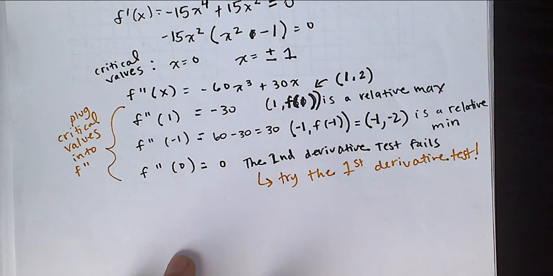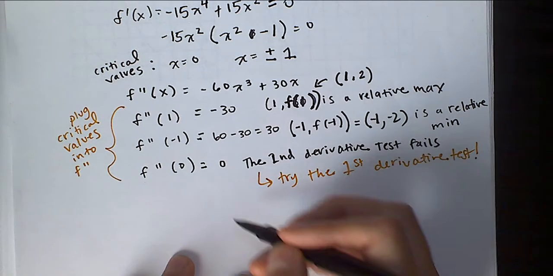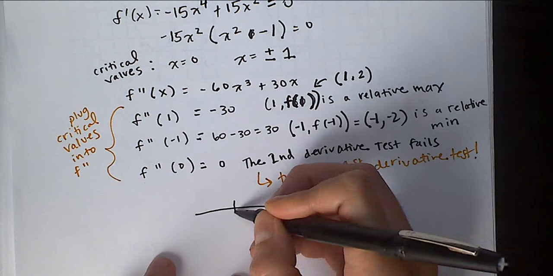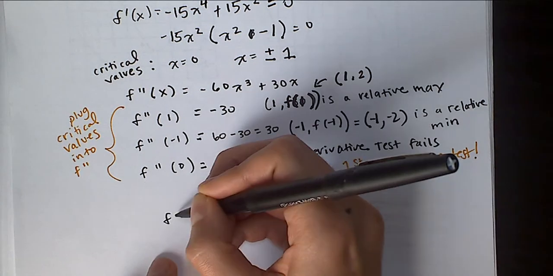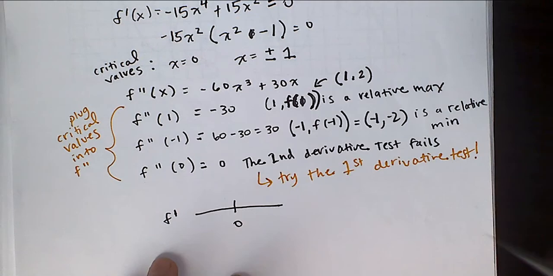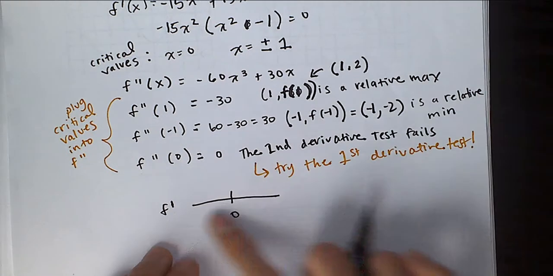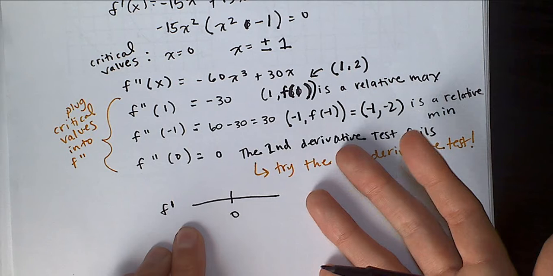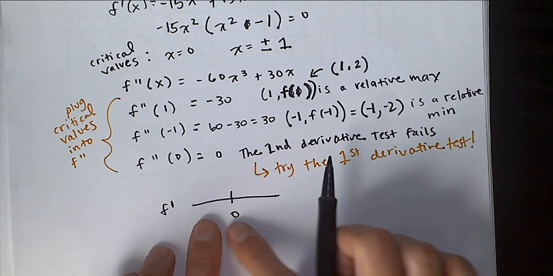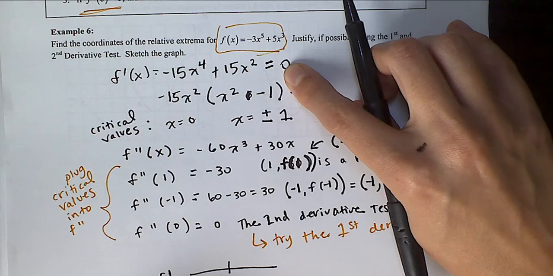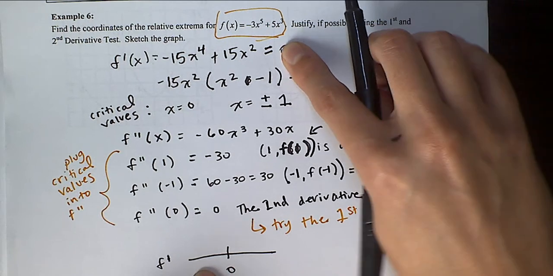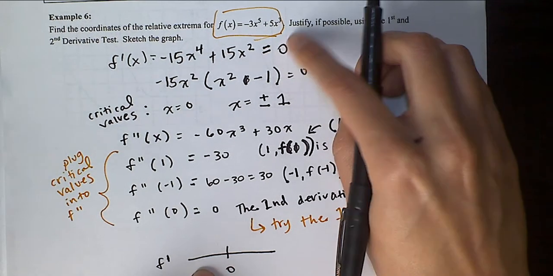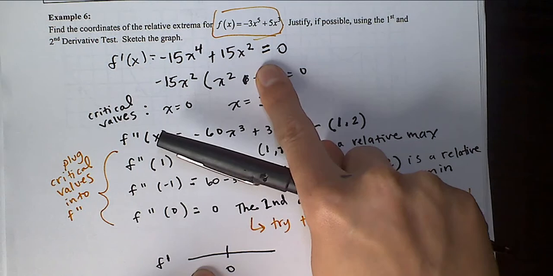So remember the first derivative test was when we made a little chart like this, with 0 marked on it, and we plugged different values into f prime. So this chart for the first derivative test uses f prime. And we're going to be plugging these values into this equation up here. So we can try negative 1. We plug negative 1 into this function.